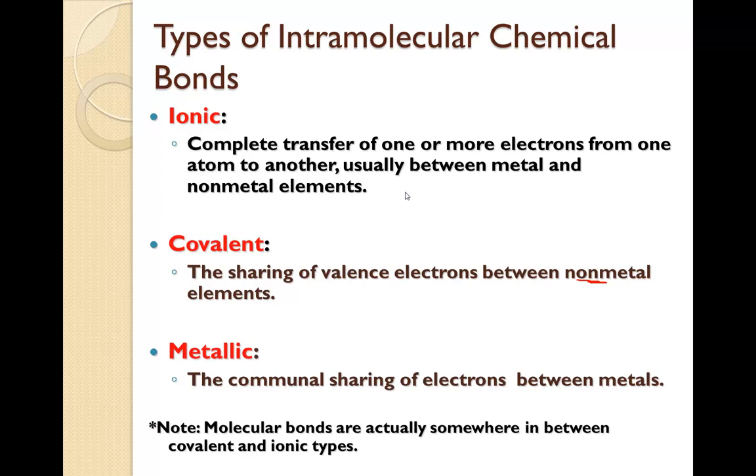So when we're looking at the periodic table, we have our diagonal line to separate the metals and nonmetals. If it's ionic, you're going to have something in here bonded with something up here. If it's covalent, both atoms are going to be coming from the right because they're both going to be nonmetals. And the metallic is the communal sharing of electrons between metals. So both of the atoms are going to be in the left-hand side. Molecular bonds are actually somewhere between covalent and ionic, and we'll be discussing that later.